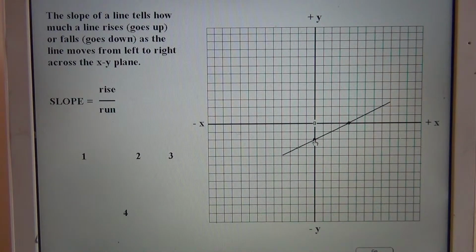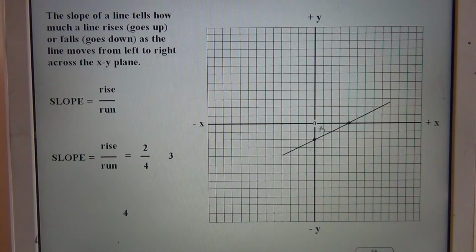Well, the rise from this point to the x-axis is 1, 2. Remember, rise is movement up in the y-axis. So on the y-axis we go 1, 2. And the run from here to here is 1, 2, 3, 4. So slope equals rise over run, and we know Ri comes before Ru, so Ri goes on top.